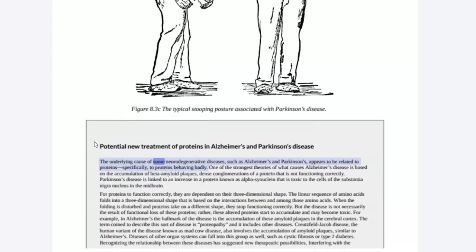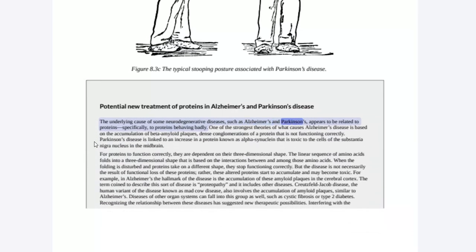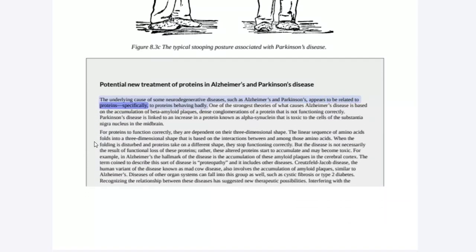The underlying cause of some neurodegenerative diseases, such as Alzheimer's and Parkinson's, appears to be related to proteins, specifically to proteins behaving badly. One of the strongest theories of what causes Alzheimer's disease is based on the accumulation of beta amyloid plaques, dense conglomerations of a protein that is not functioning correctly. Parkinson's disease is linked to an increase in a protein known as alpha-synuclein that is toxic to the cells of the substantia nigra nucleus in the midbrain.